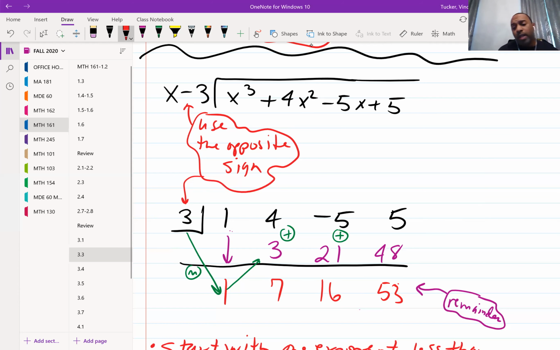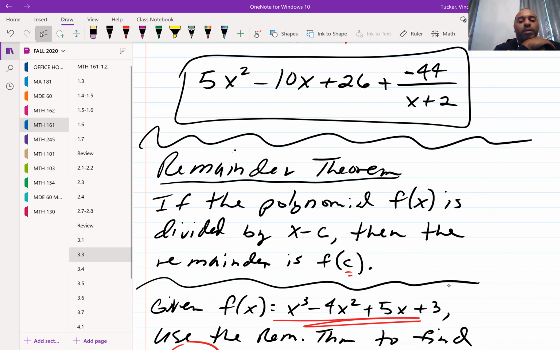All right, so the remainder theorem says if the polynomial f of x is divided by x minus c, then the remainder is f of c. So in other words, if I take c, not negative c, but the opposite sign, and plug it in to my function, that will give me my remainder.